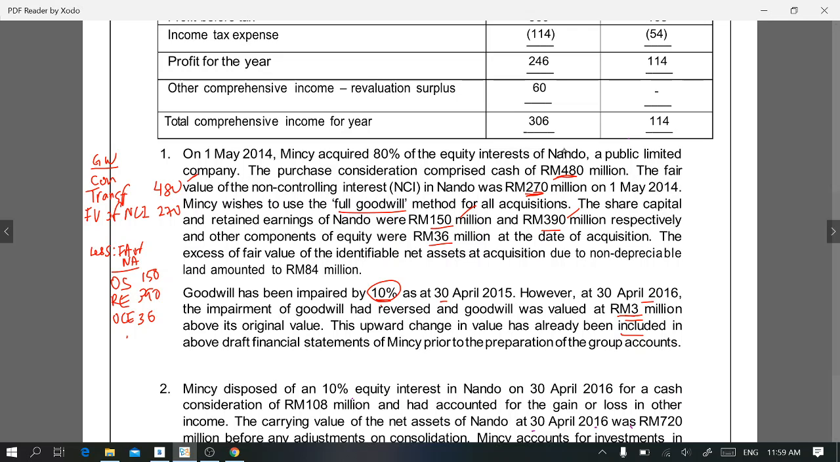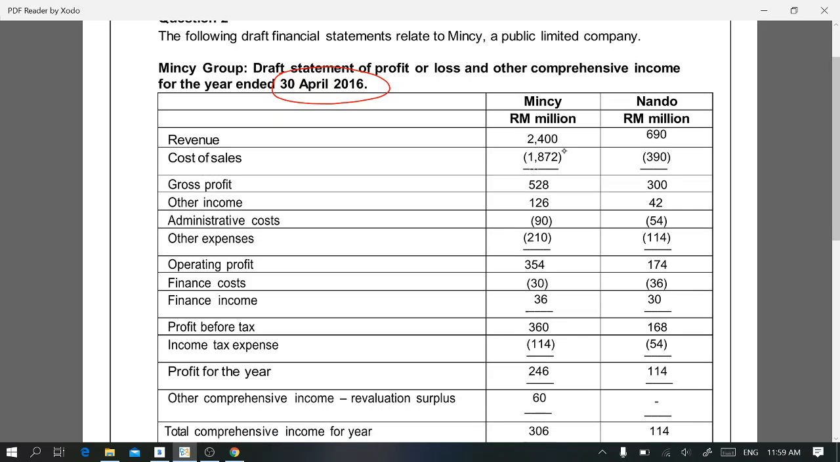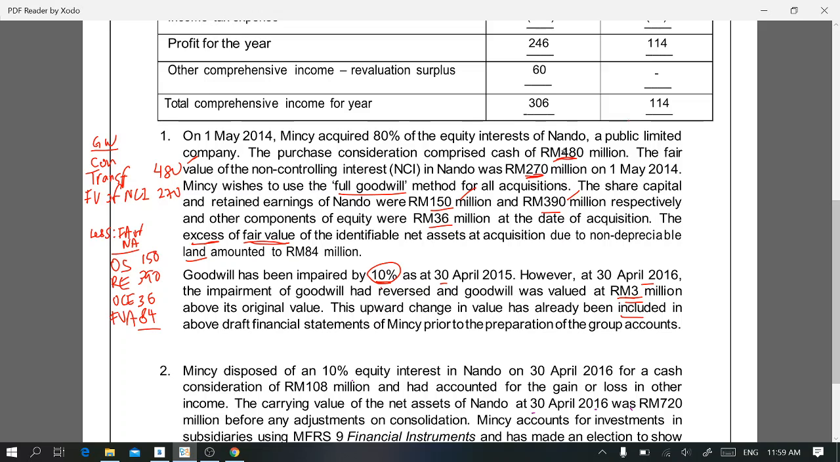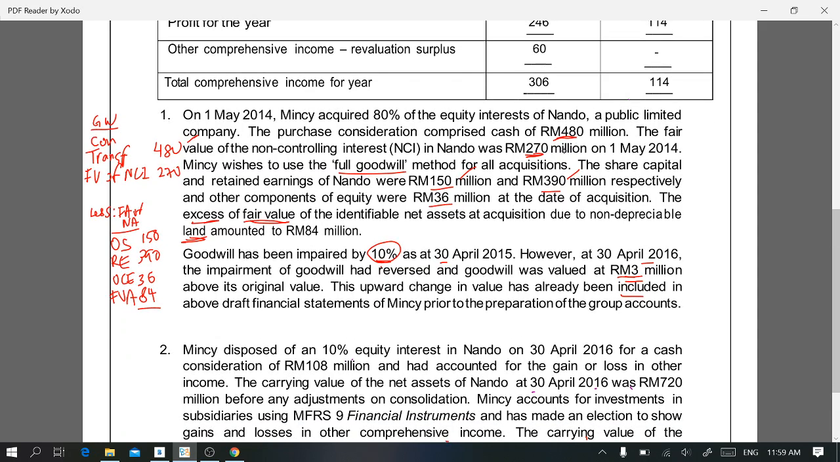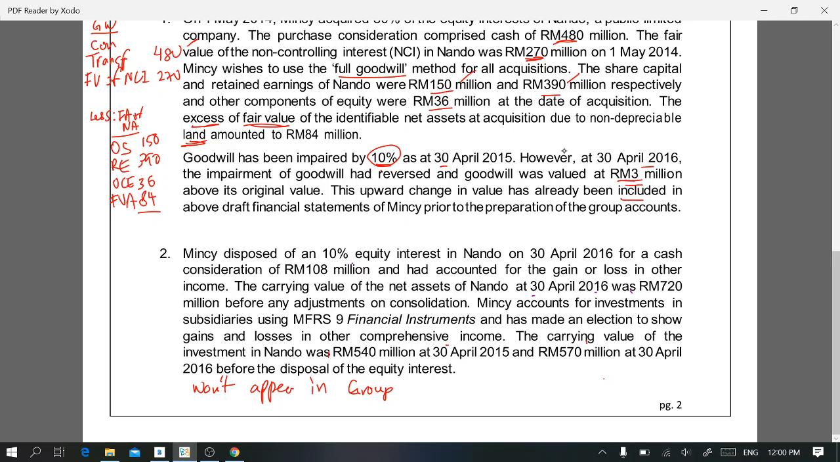And the excess of fair value of identified net asset is due to a piece of land. There's a fair value adjustment of 84. So whenever you add in 84 here, of course you have to add to your PPE, and there could be an additional depreciation. But because it's a piece of land, there's no additional depreciation, and no PPE because this is SPL, so we don't have to adjust in the PPE. By right we should.